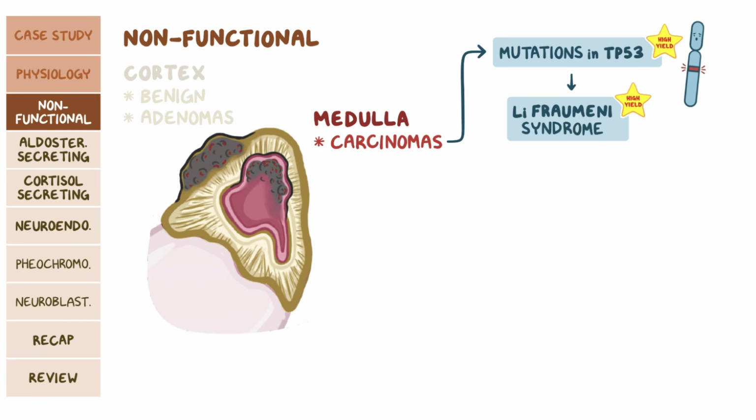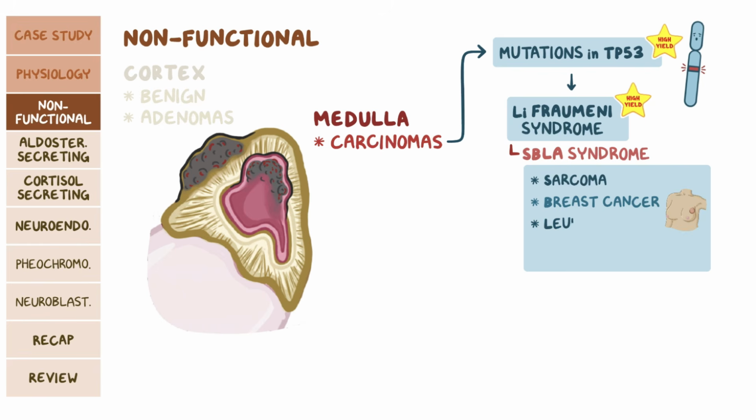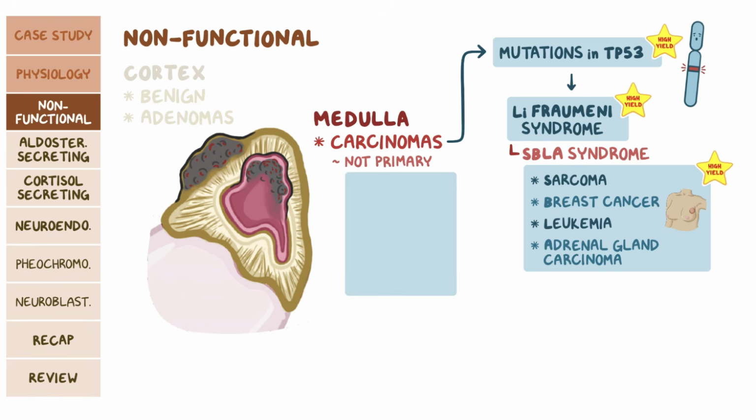The syndrome is also known as SBLA syndrome, which is an acronym given by the malignancies it is associated with: sarcoma, breast cancer, leukemia, and adrenal gland carcinoma. Additionally, adrenal carcinomas may not be primary, meaning they metastasized from elsewhere in the body. These most often come from the lungs, kidney, colon, lymphomas, and skin melanomas.